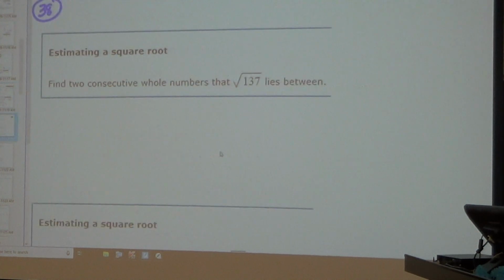Now, Alex makes this next one super hard. It says between what 2 consecutive? Consecutive means back to back.